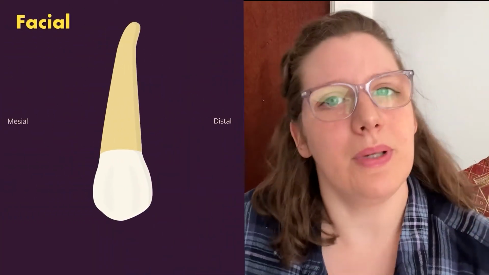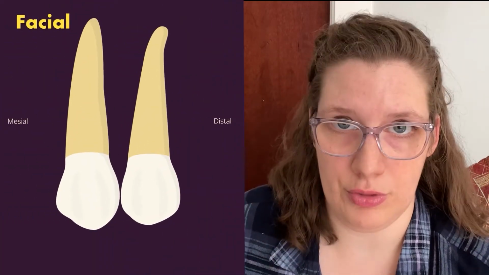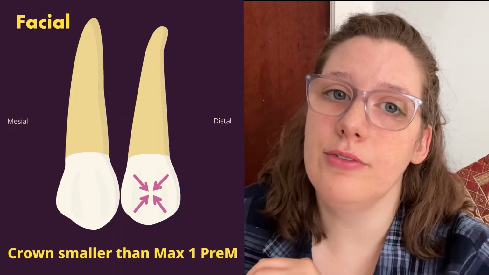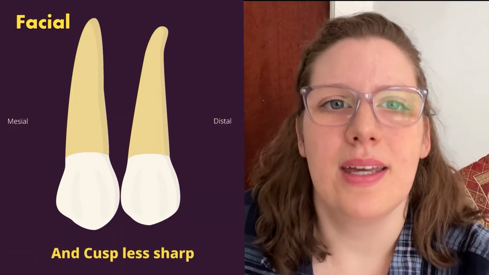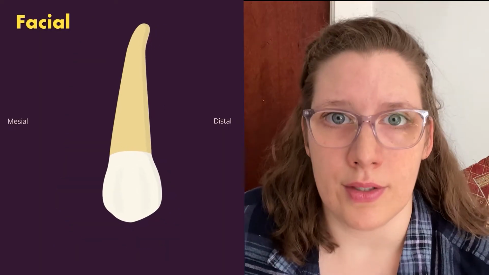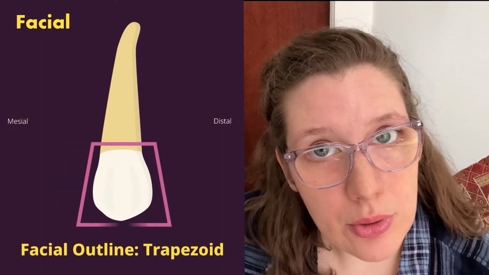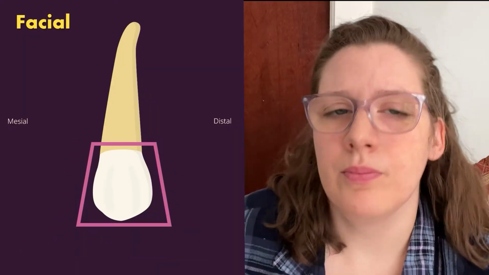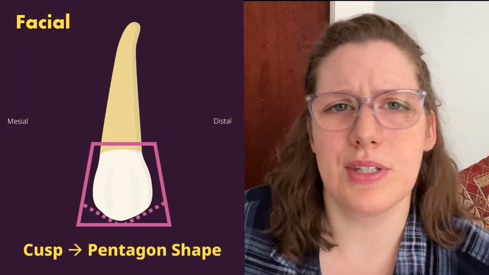Once again, there's going to be a lot of similarities to the maxillary first premolar, but the crown is smaller than the maxillary first premolar, and the cusp isn't as sharp. The shape of the crown is a trapezoid with the shorter base at the cervix and the longer base at the occlusal. There's a cusp tip, making it almost a pentagon shape.